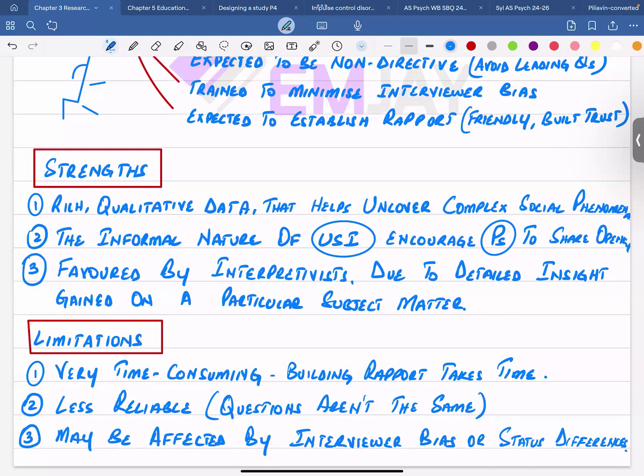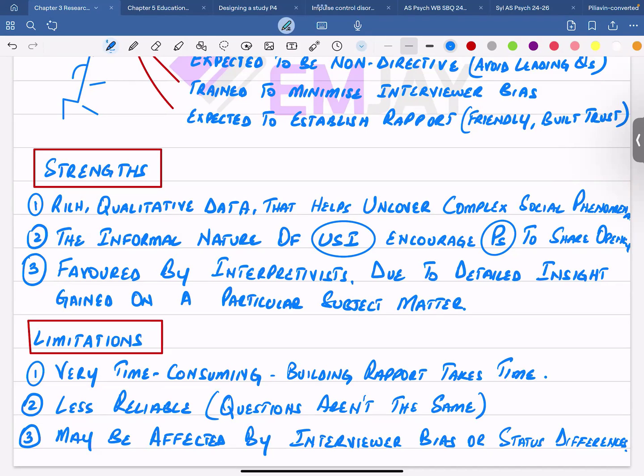Now, we were just discussing a couple of strengths and limitations of the usage of unstructured interviews in sociological research. Number one, to begin with, unstructured interviews are an example of qualitative interviews. They're an example of primary sources of qualitative data. Talking about the strengths and limitations over here, unstructured interviews, like I said, produce rich qualitative data, and this rich qualitative data helps uncover certain complex social phenomena which might not have been spoken about before.